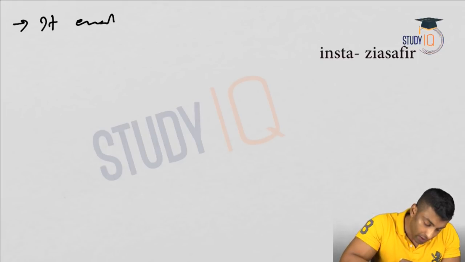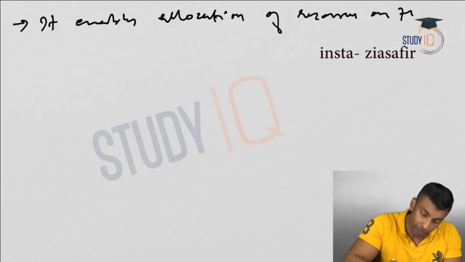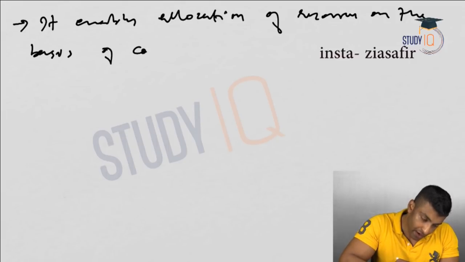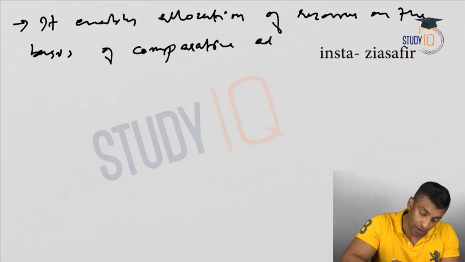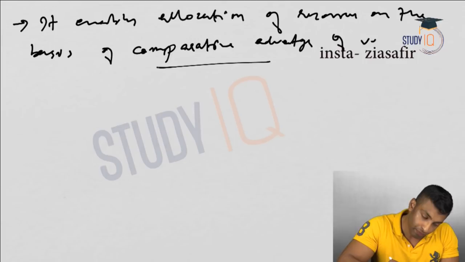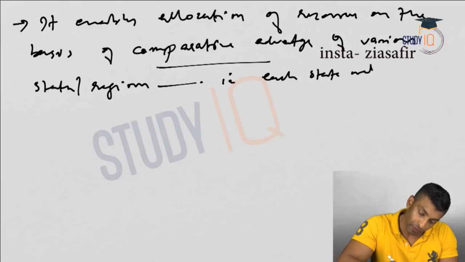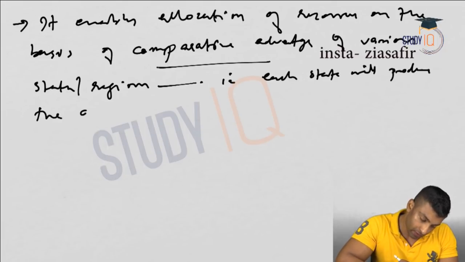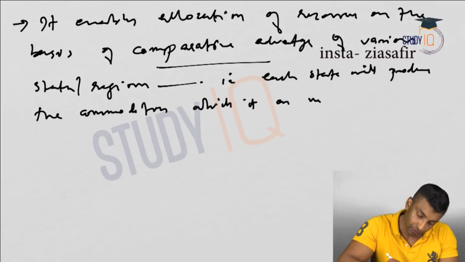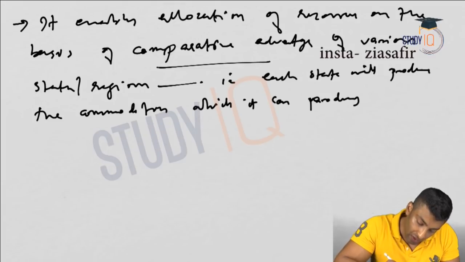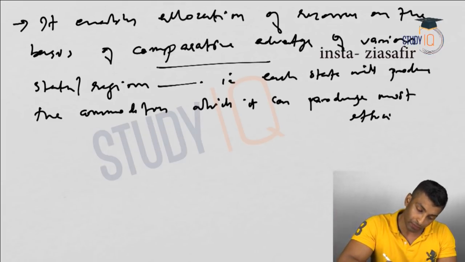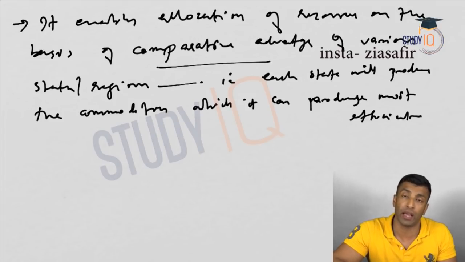It enables allocation of resources on the basis of comparative advantage. I'll tell you what this comparative advantage is. Comparative advantage of various states or regions. That is, each state will produce the commodities which it can produce most efficiently. So effectively it will increase the productivity and production at the national level.